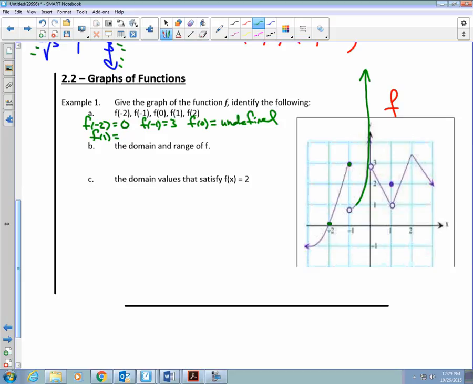F of 1. Again, I go to the closed circle and not the open one, so it has a height of 2. And then F of 2, looks like I'm going to have to approximate that. 3.4?